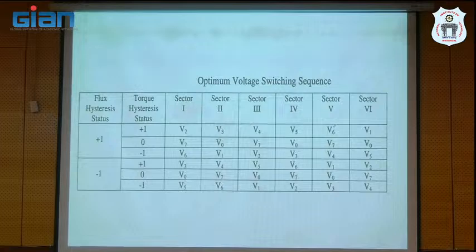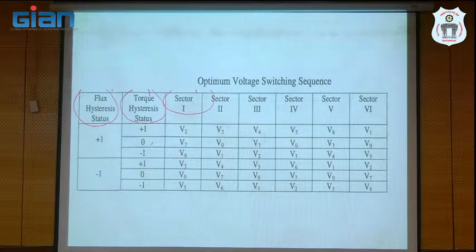So based on the available switching states, you have to define the logic. If you want to develop this logic, how many inputs are required? It requires 3 inputs. One is the flux state, the flux information. What about the seriousness of the flux error? What about the seriousness of the torque error? You should know. At the same time, the position of the actual flux is also important. If you know the sector number, the seriousness of the torque error, and the seriousness of the flux error, this hysteresis controller will give the information about the seriousness of the error.